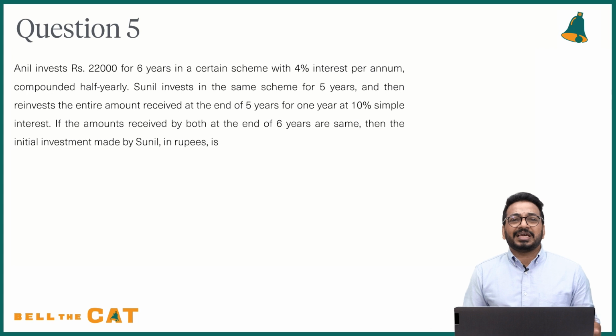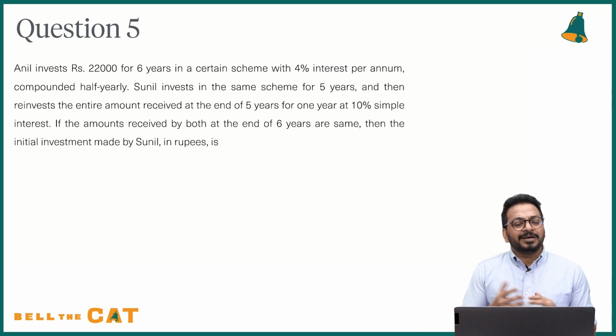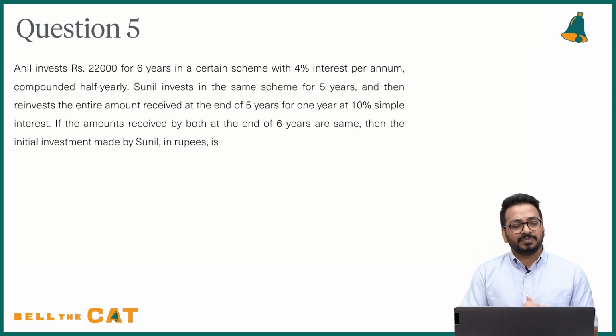Now, Sunil invests. I explained all of this because if I'm explaining a problem, I might as well explain the concept. Sunil invests in the same scheme for 5 years, and gets an amount. He then reinvests the entire amount received at the end of 5 years for 1 year at 10% simple interest. Simple interest is very, very simple. At the end of 1 year, 10% means it becomes 1.1. If the amounts received by both at the end of 6 years are the same, then the initial investment made by Sunil in rupees is how much?